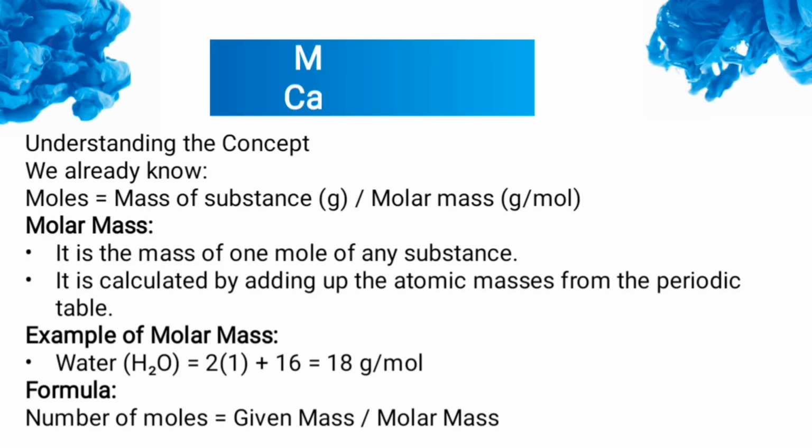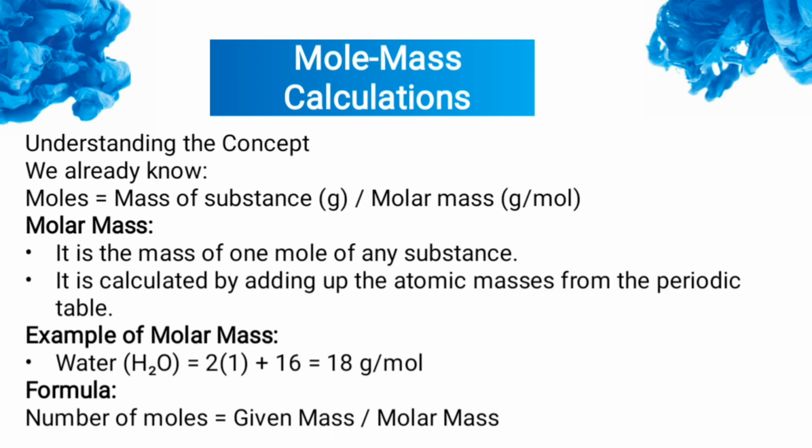Now, mole mass calculations. My dear student, understanding the concept, we already know that mole is equal to mass of a substance in gram divided by molar mass, which is in gram per mole. Now, molar mass is the mass of 1 mole of any substance. It is calculated by adding up the atomic masses from the periodic table.